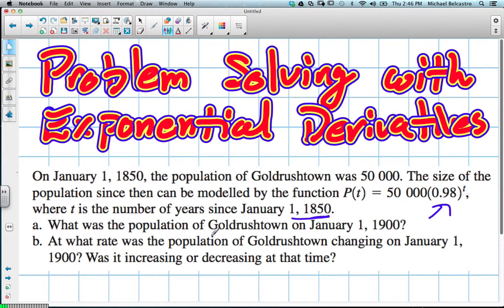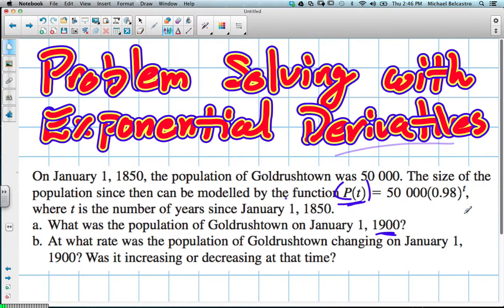What was the population of Gold Rush Town on January 1st, 1900? At what rate was the population of Gold Rush Town changing on January 1st, 1900? Was it increasing or decreasing at that time? Okay, so first of all, the first question does not involve derivatives of any function. They're essentially just asking what the population was, so solve P at t.